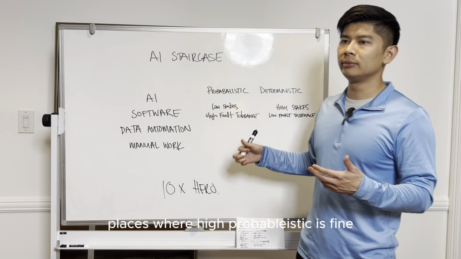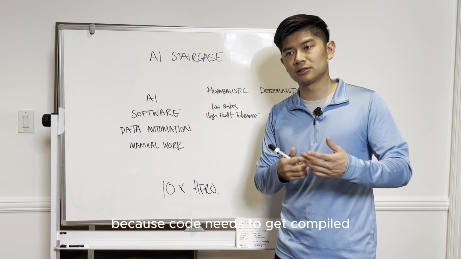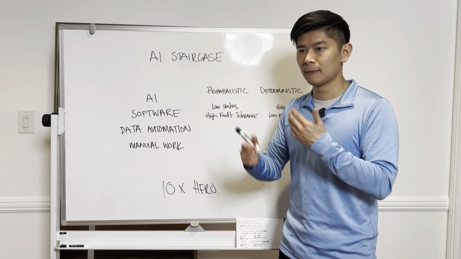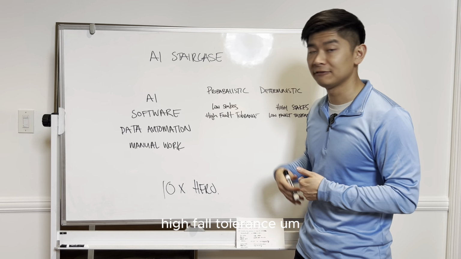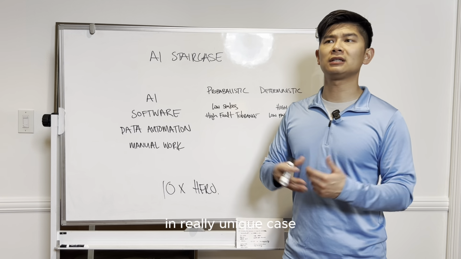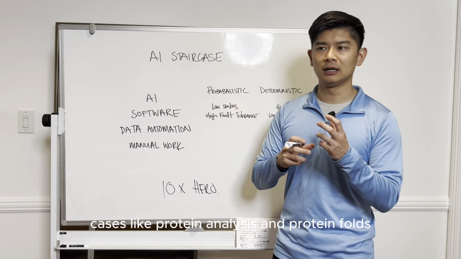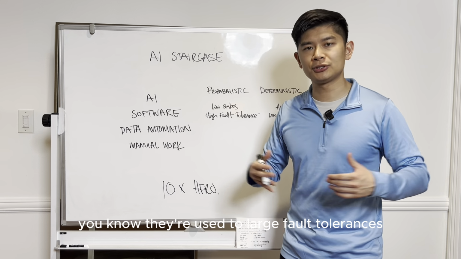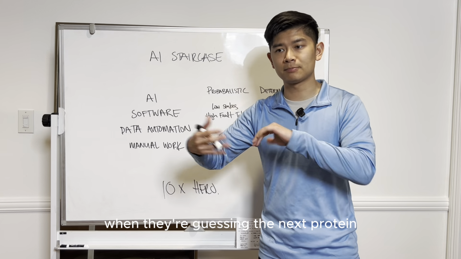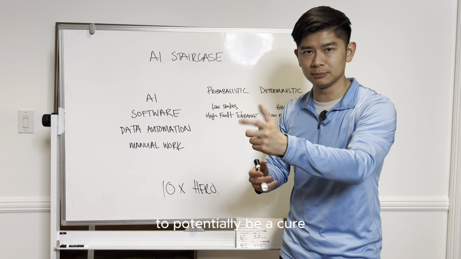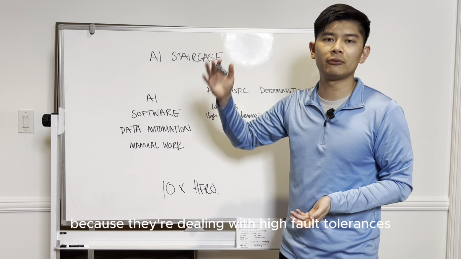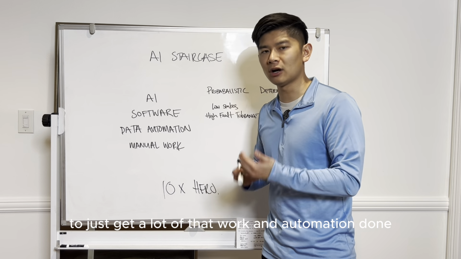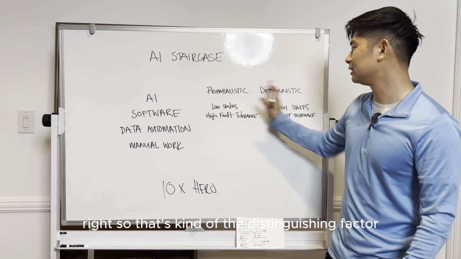Places where high probabilistic is fine is generating code, right? Because code needs to get compiled and needs to actually run before you can submit it, right? High volume, low stakes, high fault tolerance. In really unique cases like protein analysis and protein folds in the biotech space, they're used to large fault tolerances when they're guessing the next protein that can fit this model, right, to potentially be a cure. Because they're dealing with high fault tolerances already, that's a very powerful place to use AI to get a lot of that work and automation done, right? So that's the distinguishing factor.